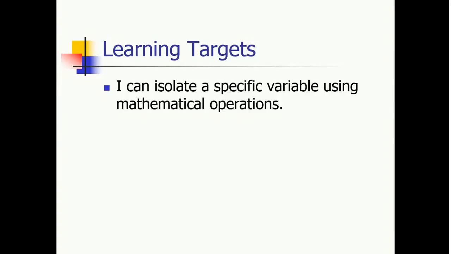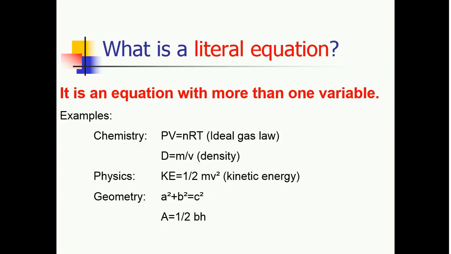So you're probably saying, well, Miss Marsh, what is a literal equation? You've seen them before, you just didn't know they had a name for them. A literal equation is an equation with more than one variable. You see this all the time in chemistry and in science, geometry. You saw them a whole bunch. Your area formulas, like the one down here.